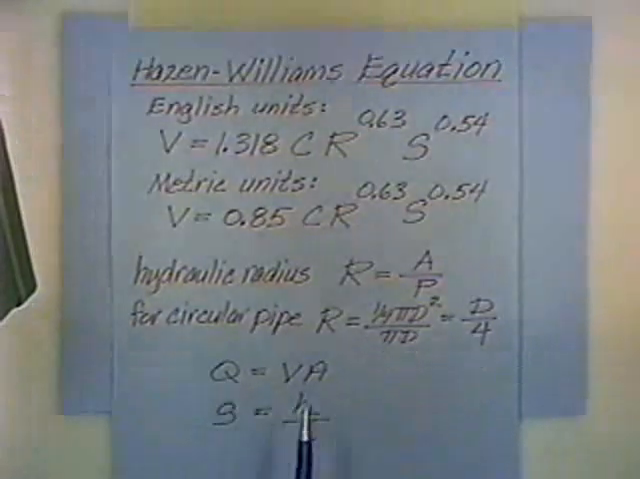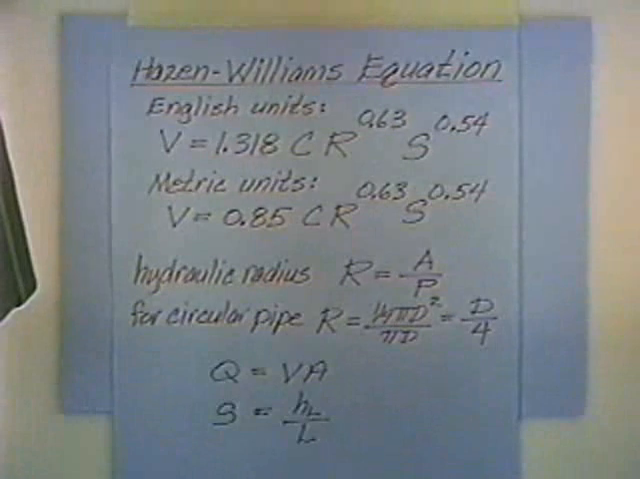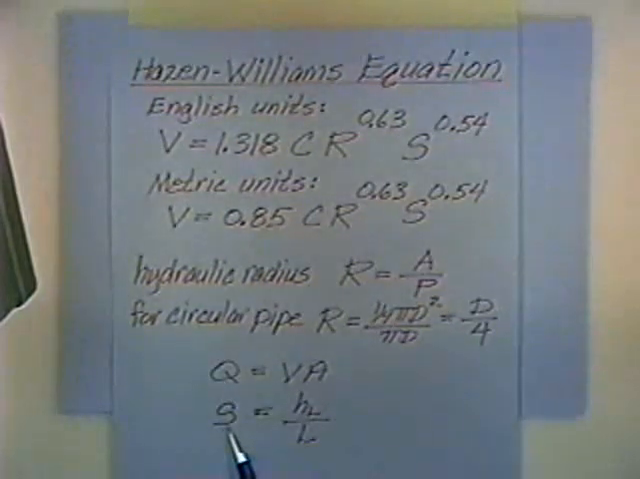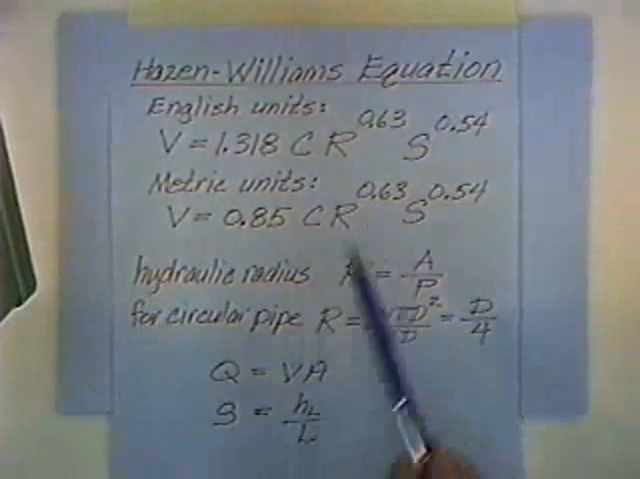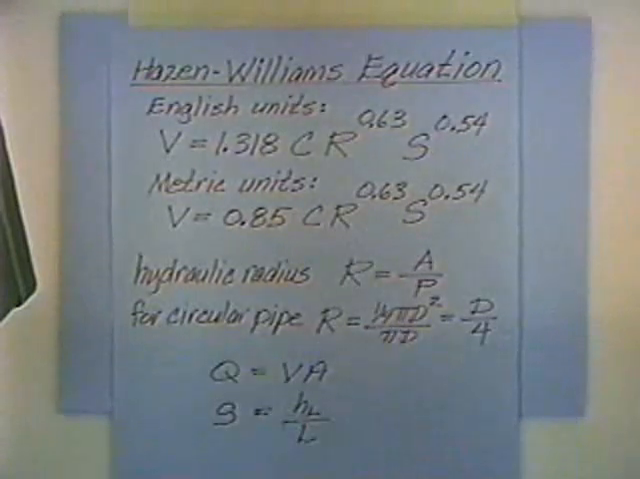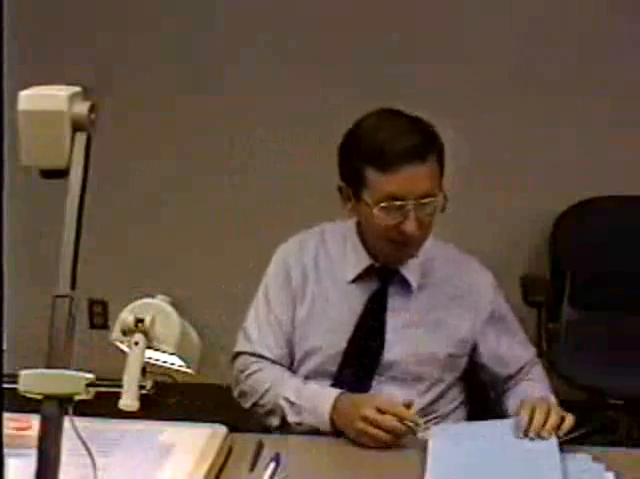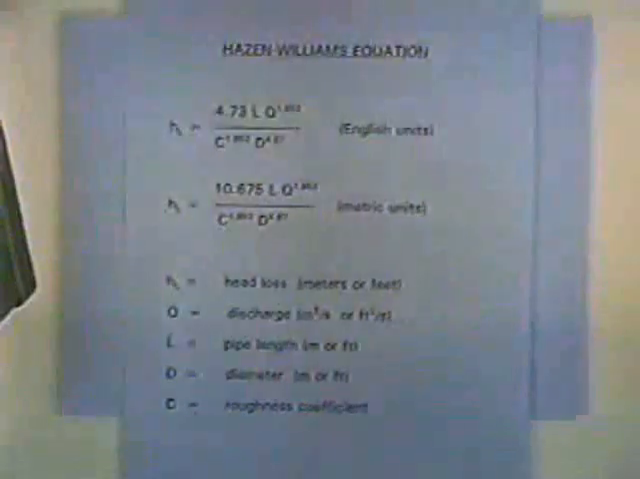We've memorized that Q is velocity times area, and we also recognize from the previous energy diagram that the slope of the energy line is the head loss over the length of the pipe. So if you put these expressions together into the Hazen-Williams equation and solve for the head loss, it takes you right back to these equations. And so we can see the Hazen-Williams equation expressed in different formats.